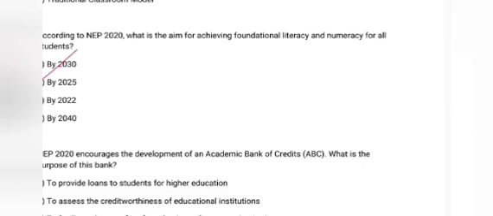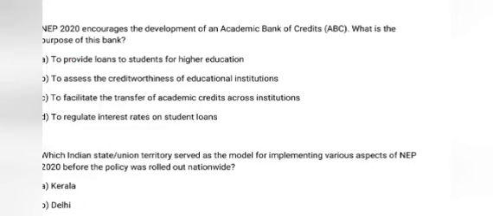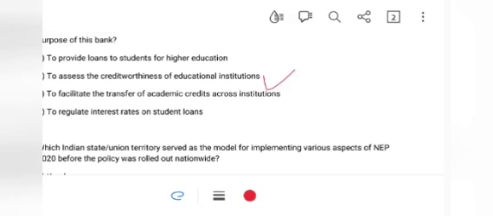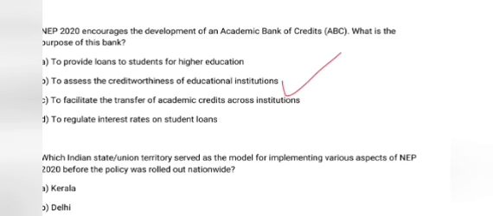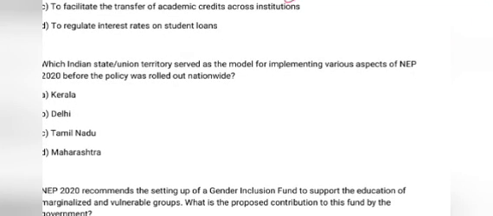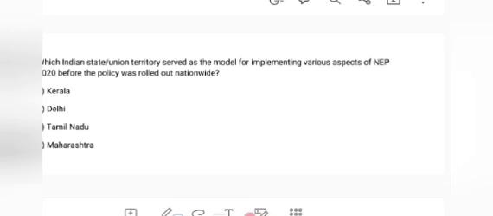Please try to verify. NEP 2020 encourages the development of an academic bank of credits, in short called ABC. What is the purpose of this bank? To provide loans to students for higher education, to assess the creditworthiness of educational institutions, to facilitate the transfer of academic credits across institutions, to regulate interest rates on student loans. Okay, it will be to assess the creditworthiness of educational institutions. Which Indian state/union territory served as the model for implementing various aspects of NEP 2020 before the policy was rolled out nationwide? It is Tamil Nadu.